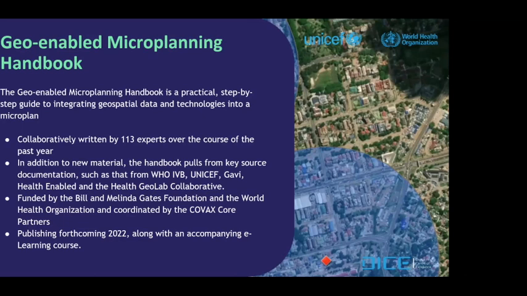And for background on the micro-planning process and the geo-enablement process, it is the process of integrating geospatial data and technologies into various stages of micro-planning. And the process, as many know, is not always simple and straightforward. And it requires the supporting environment, data and information, technology, capacity, and financial resources that must be available across different levels of microplanning to be successful.